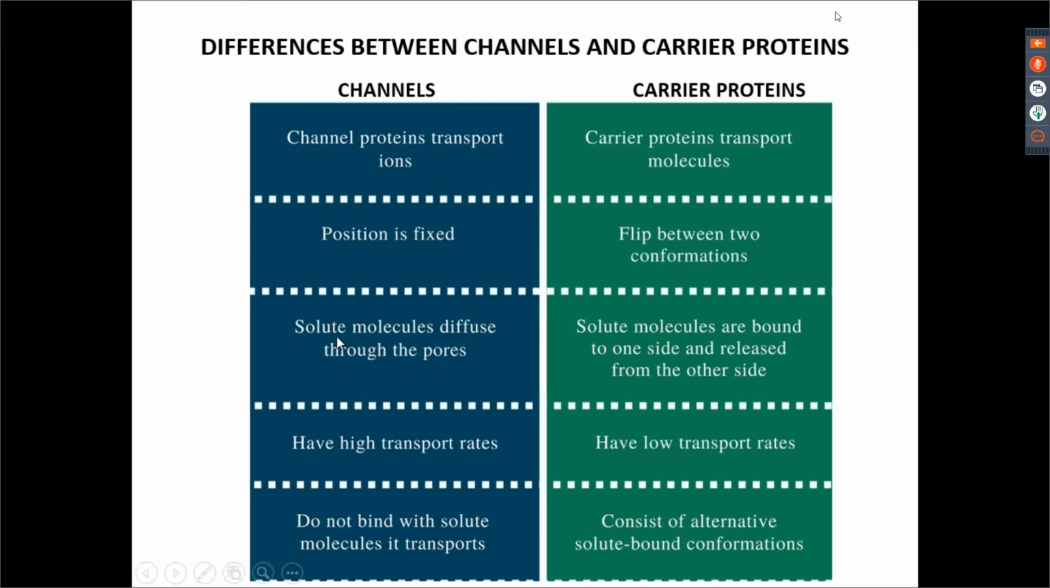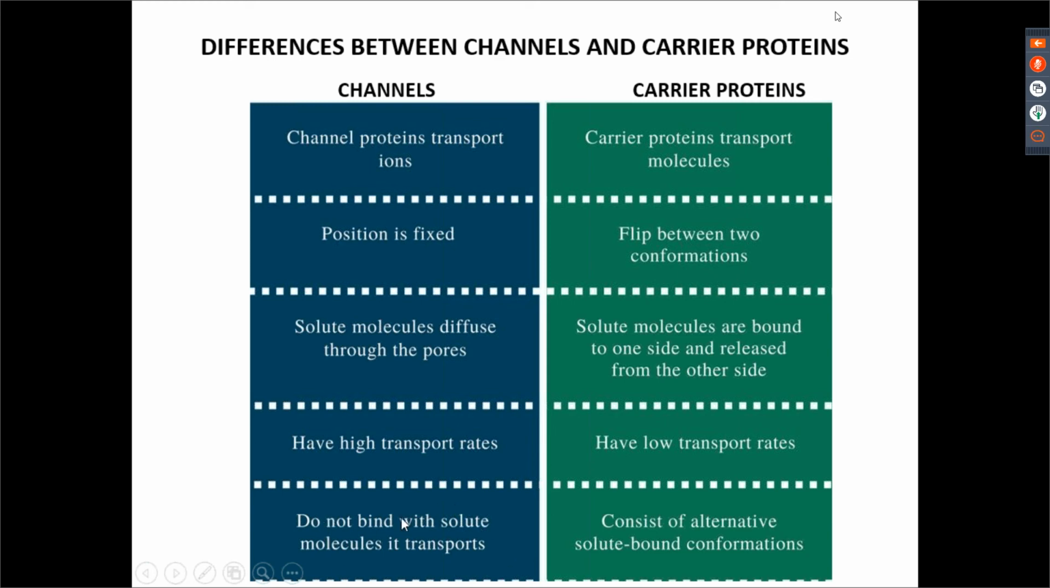Channels usually form pores through which the molecules will pass. In carrier proteins, the solute molecules first bind to one side of the carrier protein and then they're released to the other side. And the thing is repeated. Because channels form a pore, the transport rate through this pore is very high. On the other hand, carrier proteins have lower transport rates.